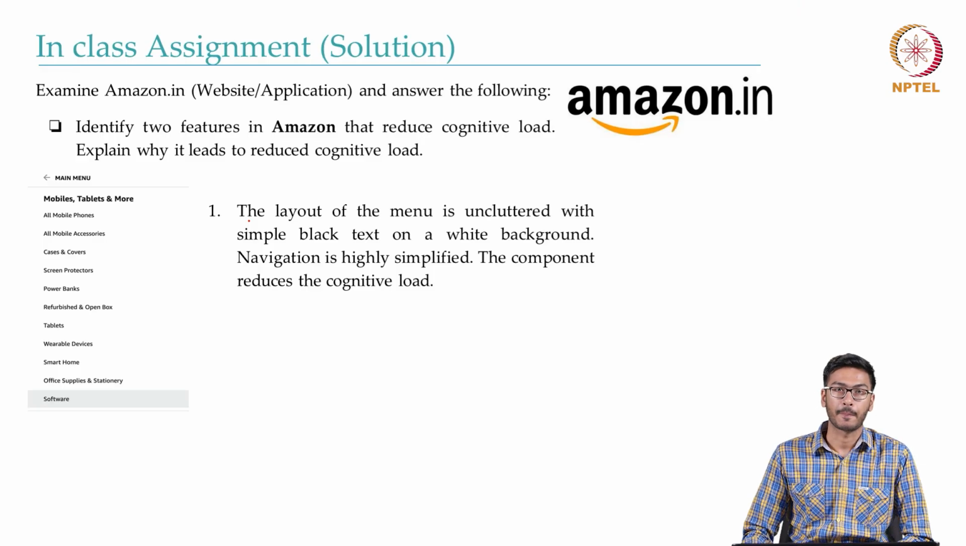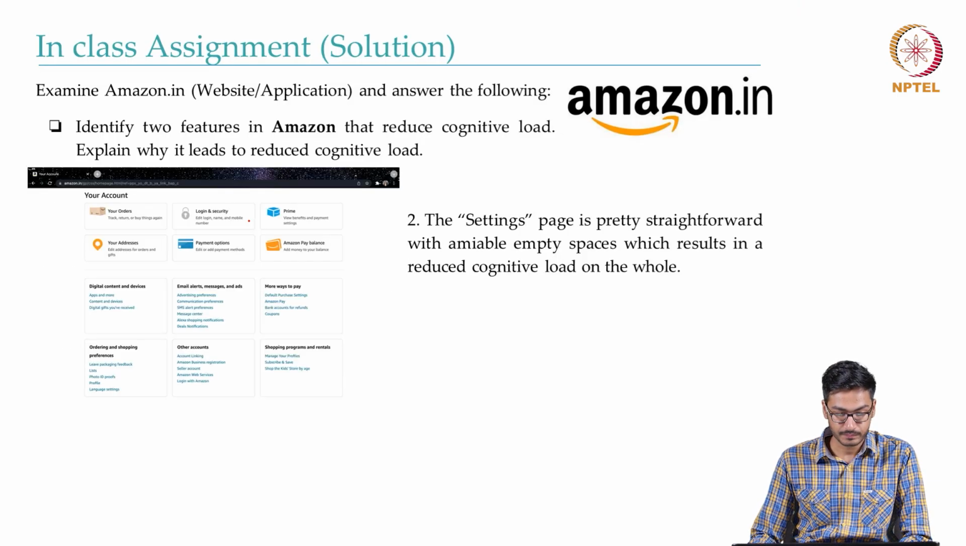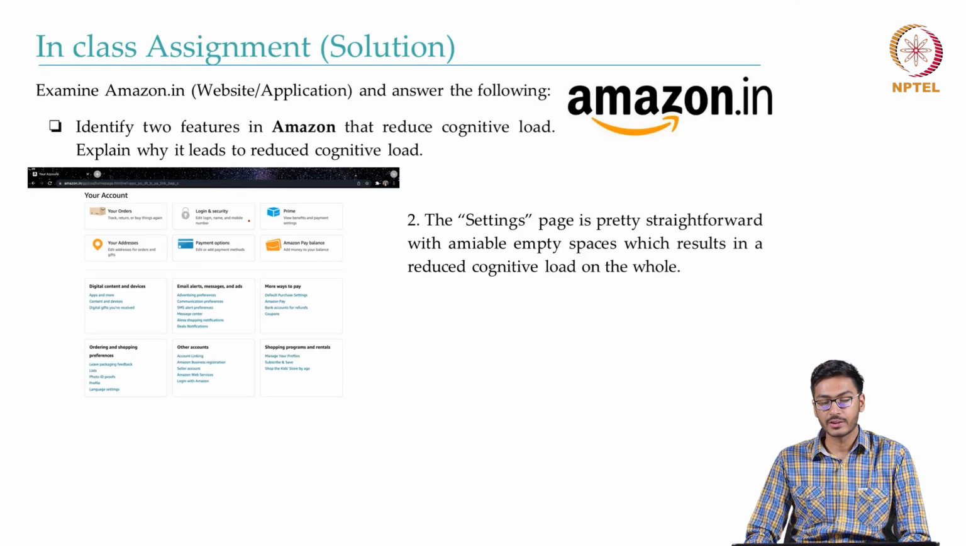Okay, welcome back. So here the first feature that we identified which reduces the cognitive load may be the layout of the menu, which is very uncluttered with simple black text on a white background. The navigation is also highly simplified and the component reduces the cognitive load. The next feature that reduces cognitive load in Amazon is the settings page. It is pretty straightforward with ample empty spaces resulting in a reduced cognitive load on the whole.